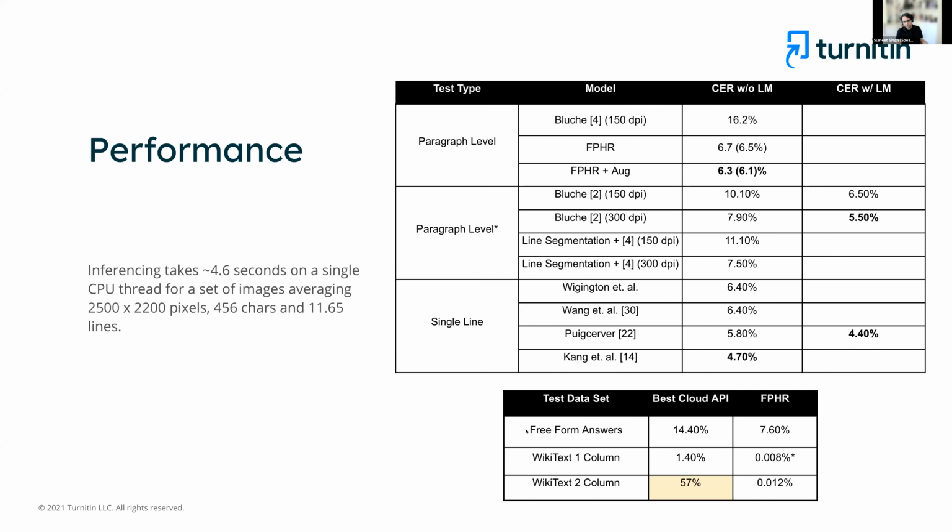And we have our own proprietary data set of the type that I showed you at the beginning of this talk, so free-form answers, and we ran it across publicly available APIs, so Microsoft Azure, Google, MathPix, and AWS. The best of them was Microsoft, and they came in with a CER of 14.4%. So here, lower is better, by the way. In all of these, lower is better because this is the error rate, and ours is 7.6% on that data set, so better than theirs.